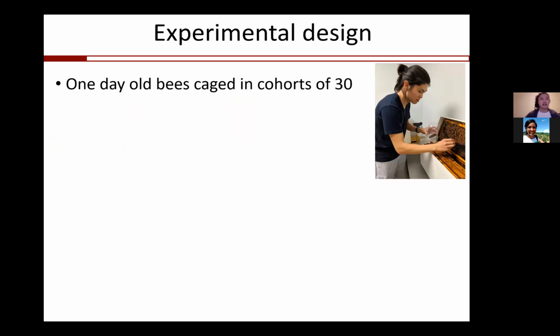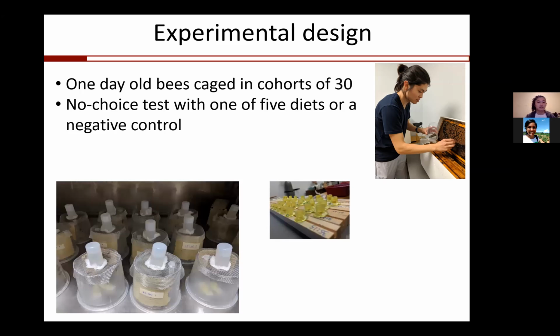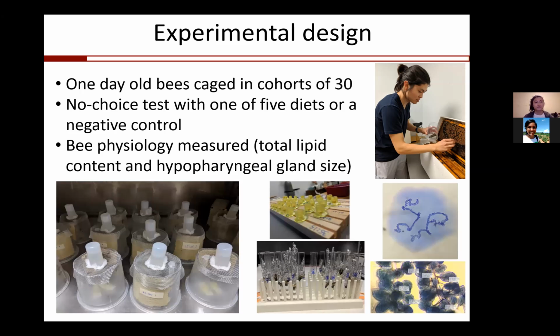So we brought this in the lab and we got 1-day-old bees and we collected them into cages in cohorts of 30. And we performed a no-choice test with 1 of 5 diets or a negative control. And we also measured the bee physiology, which is total lipid content and hypopharyngeal gland size.